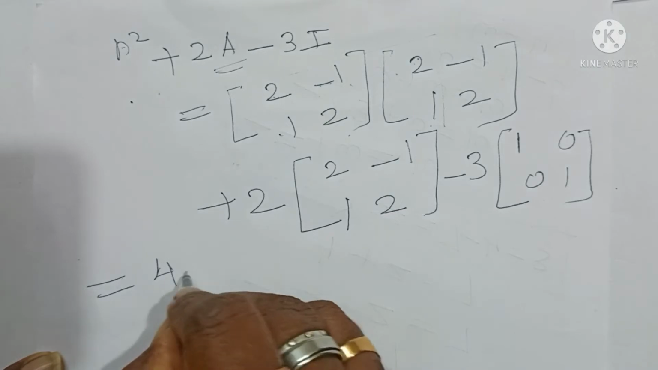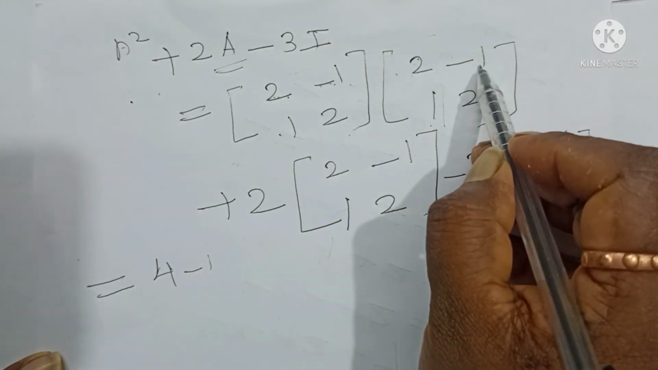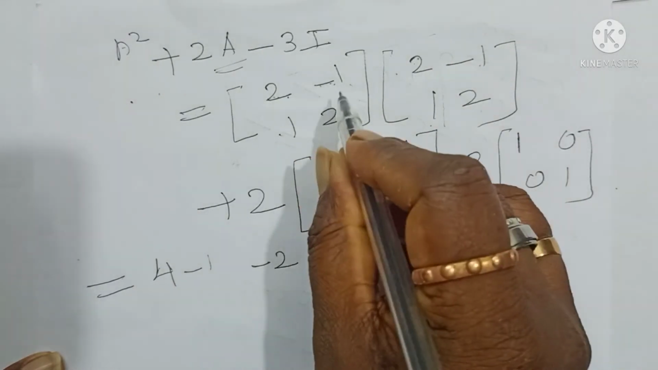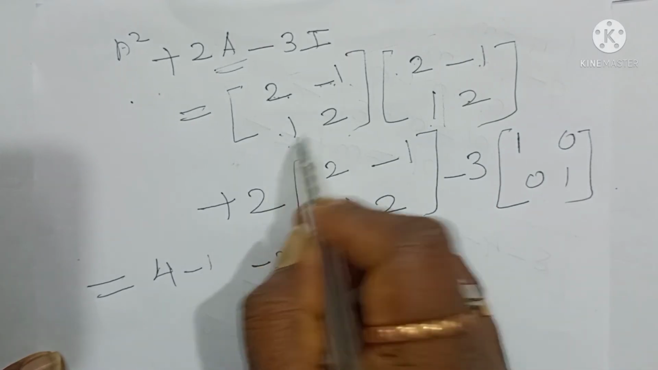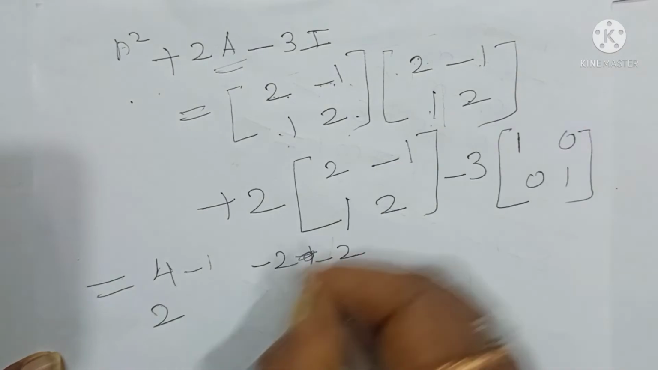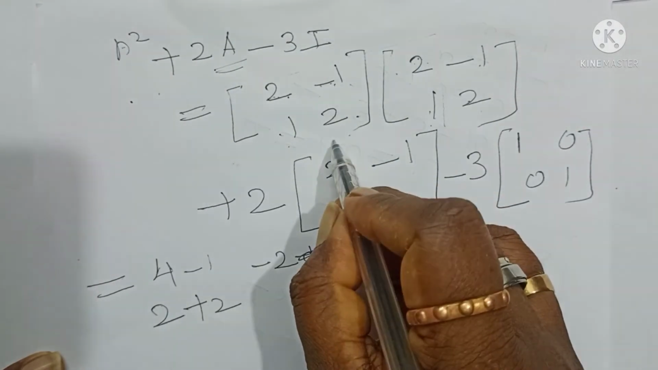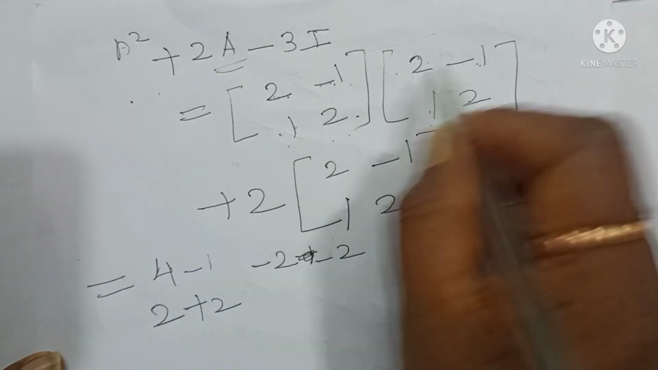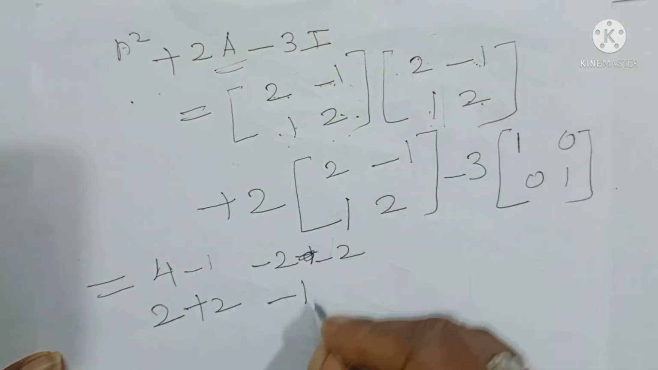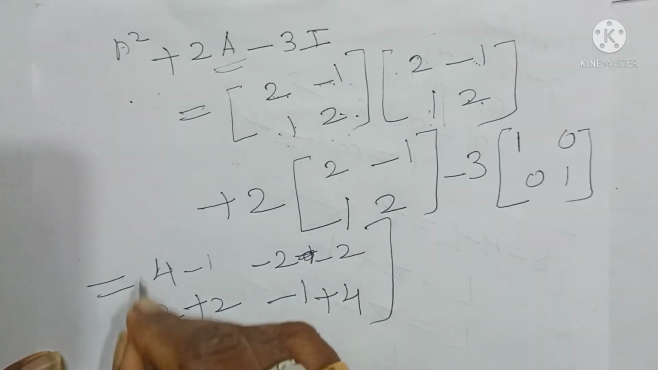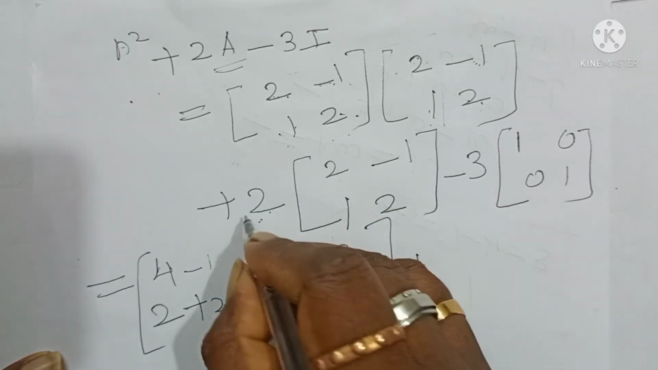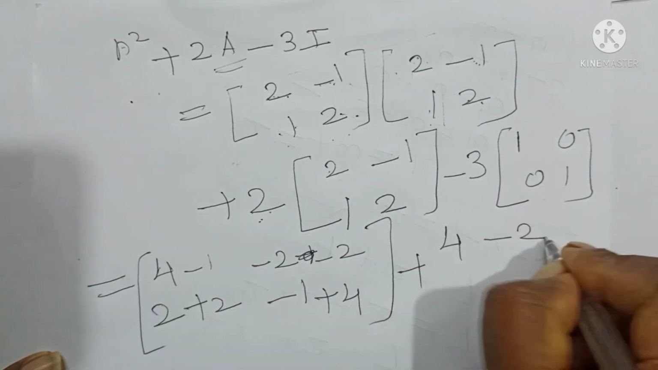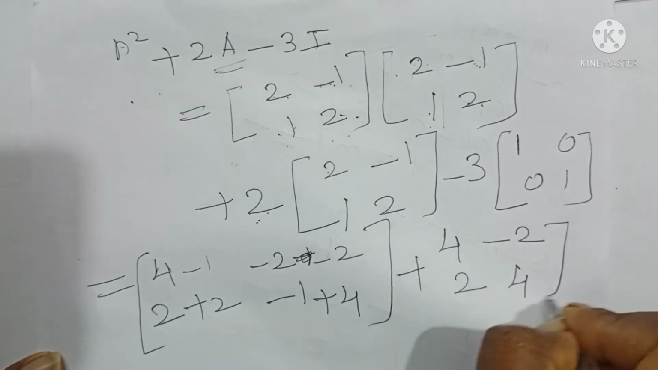Minus 1 into 1, minus 1. Then 2 into minus 1, minus 2. Then minus 1 into 2, minus 2. Here 1 into 2, 2. 2 into 1, 2. Here 2 into 1 into minus 1, minus 1. 2 into 2, 4. Then plus, you have to multiply this to all numbers. So 2 into 2, 4, minus 2, then 2, 4.